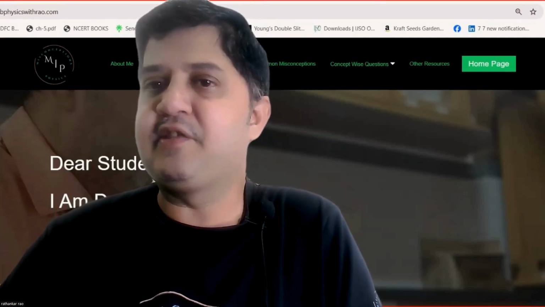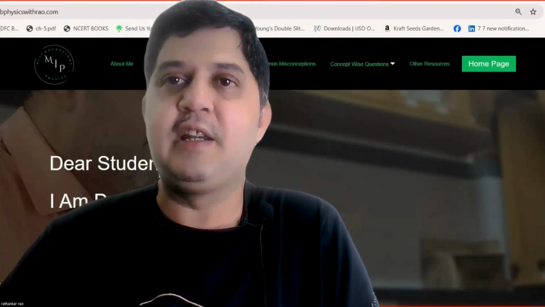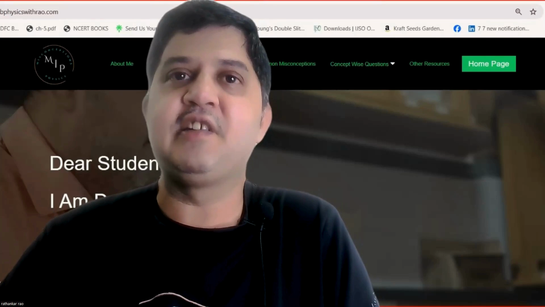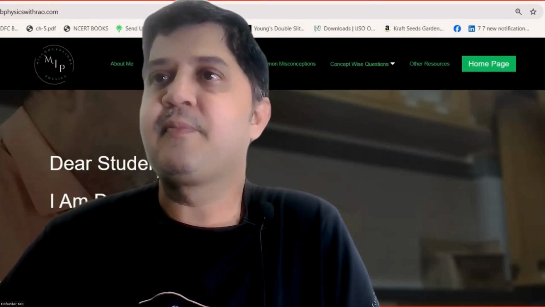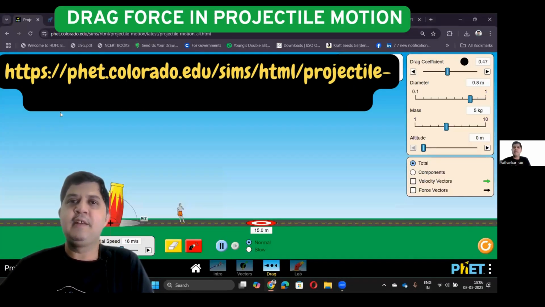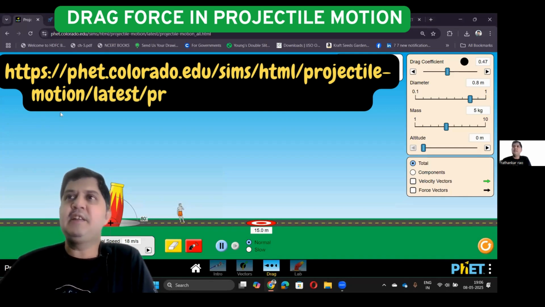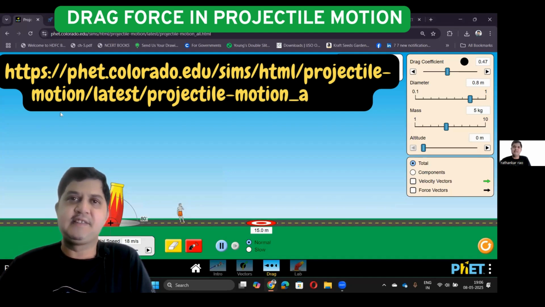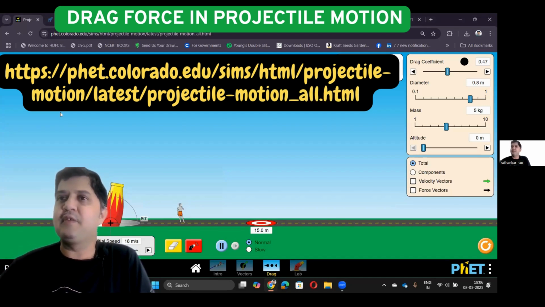Now let me share my screen to show you the simulators that we need to understand and work with this. So here goes the first one. You have already seen this in projectile motion, and many of you would have used this also. There is nothing great about it, but how do we use this with air resistance? That's what we have here.